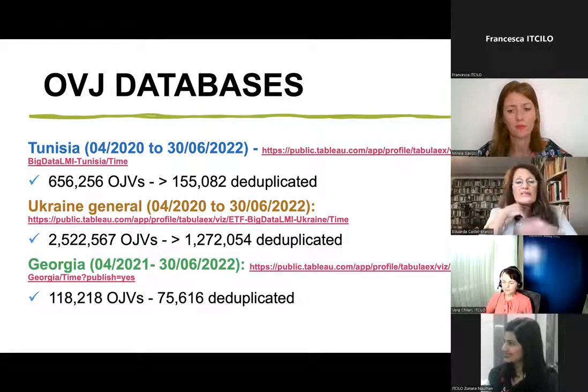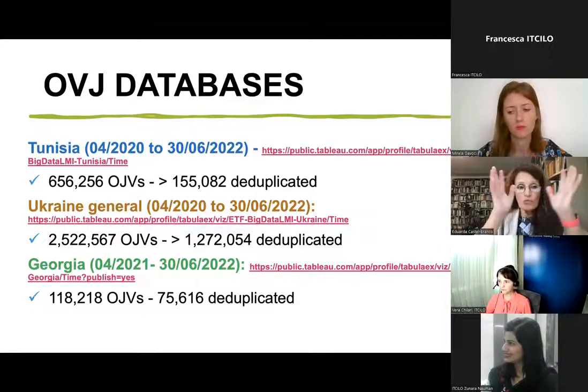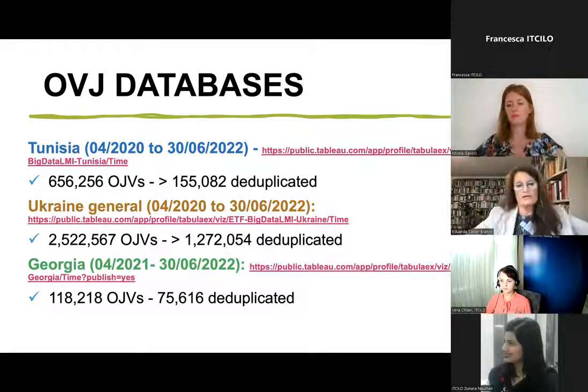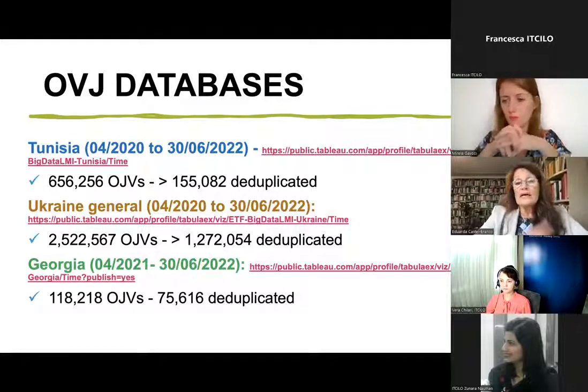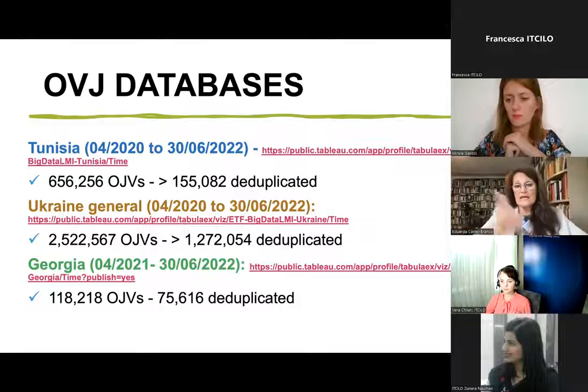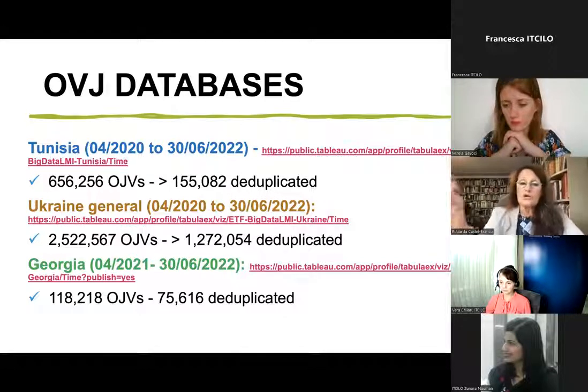In this case, you can see already the result of the application, colleagues. In Tunisia, more or less 660,000 online job vacancies collected in the database. And in the end, we have 155,000 deduplicated. So the deduplication process, as you can see, cuts a lot the number of online job vacancies that are actually then processed in terms of extraction of data and classification.